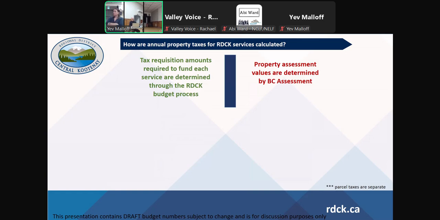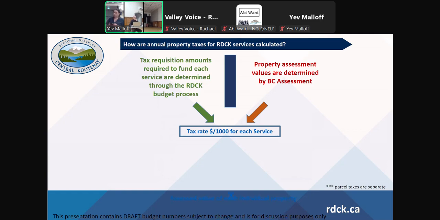So how are annual property taxes for regional district services calculated? Tax amounts are set to fund each service, determined through the RD budget process. Separate from that, BC Assessment, which is an arm of the provincial government, determines property assessment values, which are available at the beginning of January. Then we take the budget for each service divided by the assessment value, and we get the tax rate for each service. Again, the difference with the municipality is the municipality will have one tax rate for all their services. Regional district has one for each service.